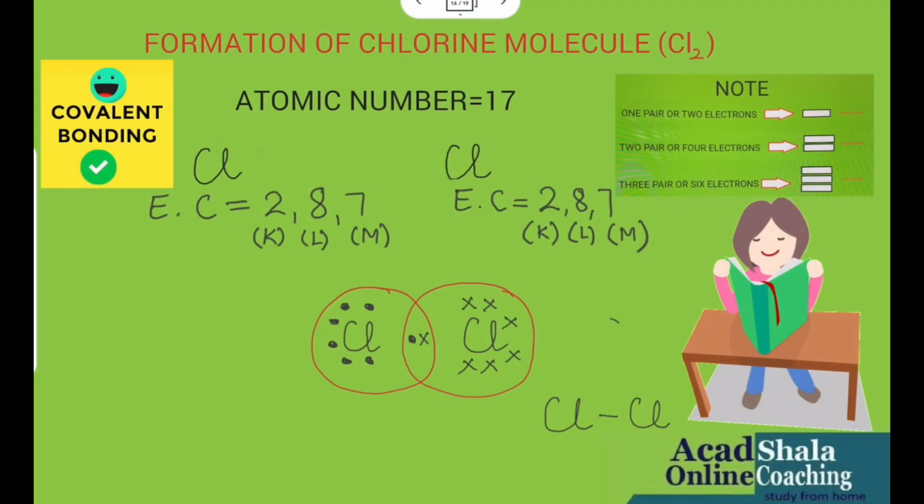The first question we are going to do is the formation of the chlorine molecule, that is Cl2. The atomic number of chlorine is 17. So the first step is we will write down the electronic configuration of chlorine. That is 2, 8, 7, that is K, L, M shell. And of the other chlorine also we have written.